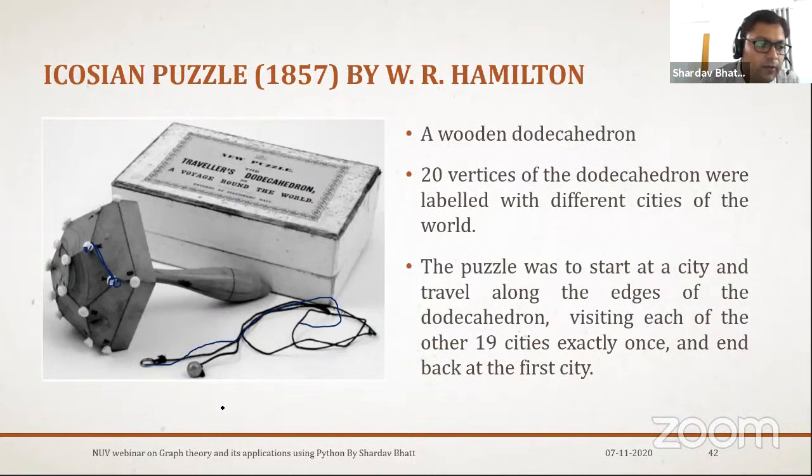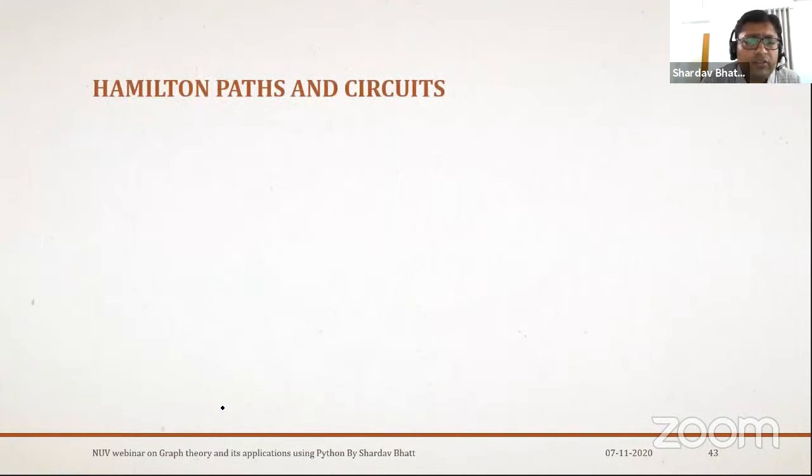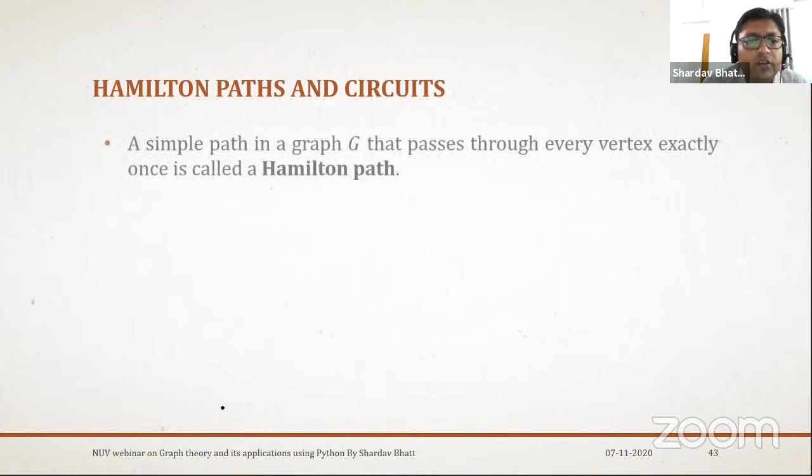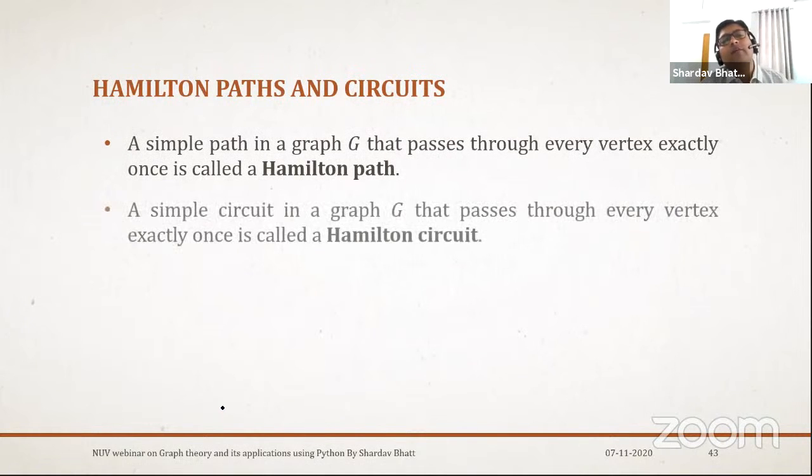Well, this puzzle was very difficult in those days, but if you convert this into graph theory, it's very simple. The graph theory version of that was given by the Hamilton path and Hamilton circuit. They are nothing but simple graphs in which a path passes through every vertex exactly once.